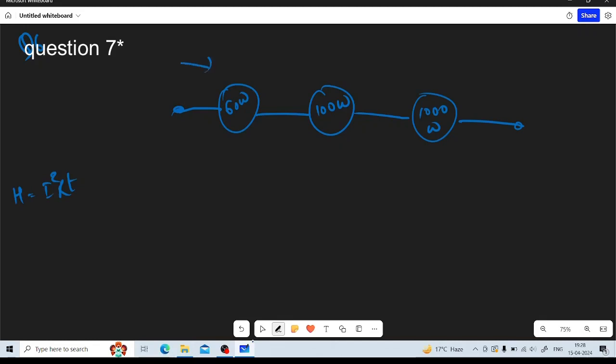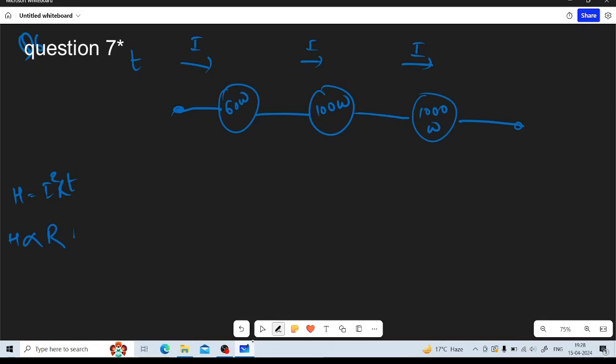When connected in series, the same current I flows through all. Current is the same in series, and I am leaving it for the same time t for all. So basically heat produced in this case depends on resistance. The one with more resistance produces more heat, and that will glow the brightest.